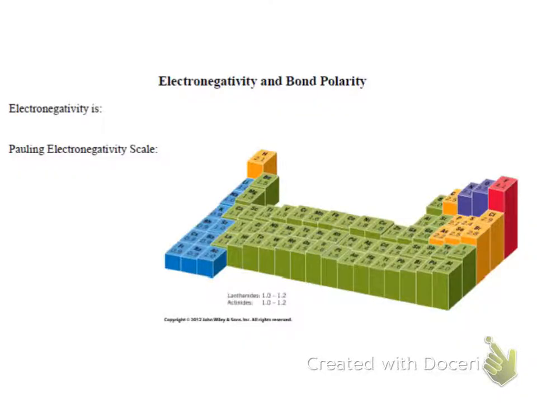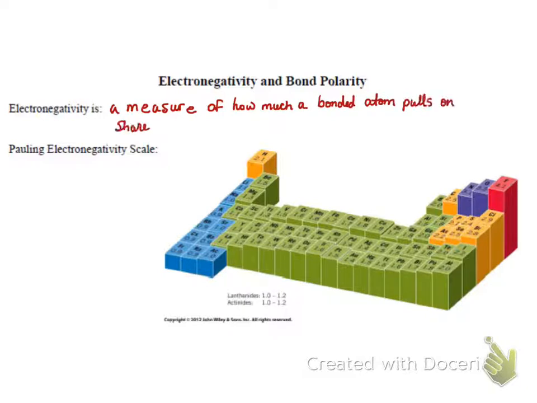So electronegativity, which we saw in the periodic table unit, is a measure of how much a bonded atom pulls on electrons that are shared. So we only look at bonds when we talk about electronegativity. We use the Pauling electronegativity scale, which typically ranges from 0 to 4, depending on which one you look at.